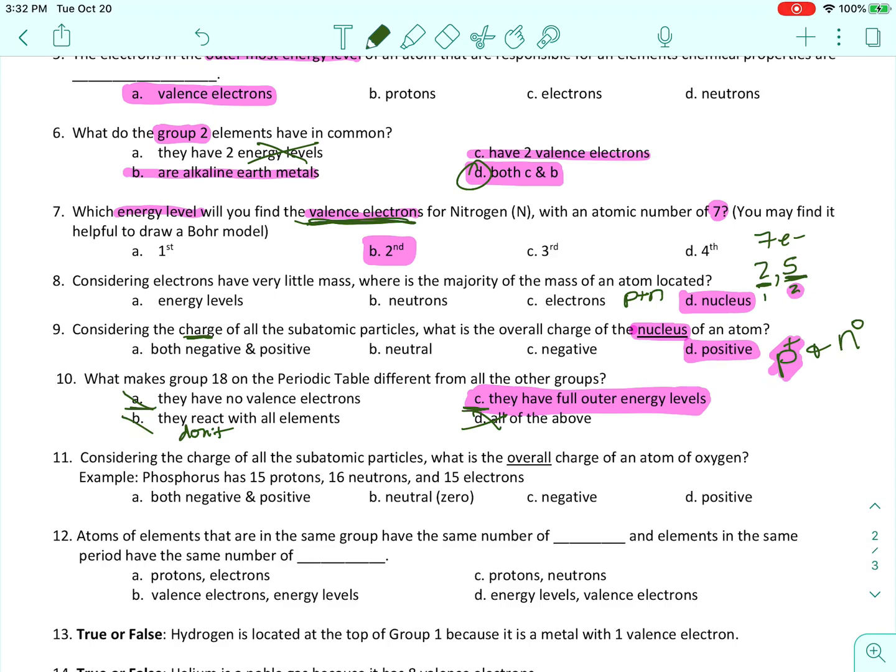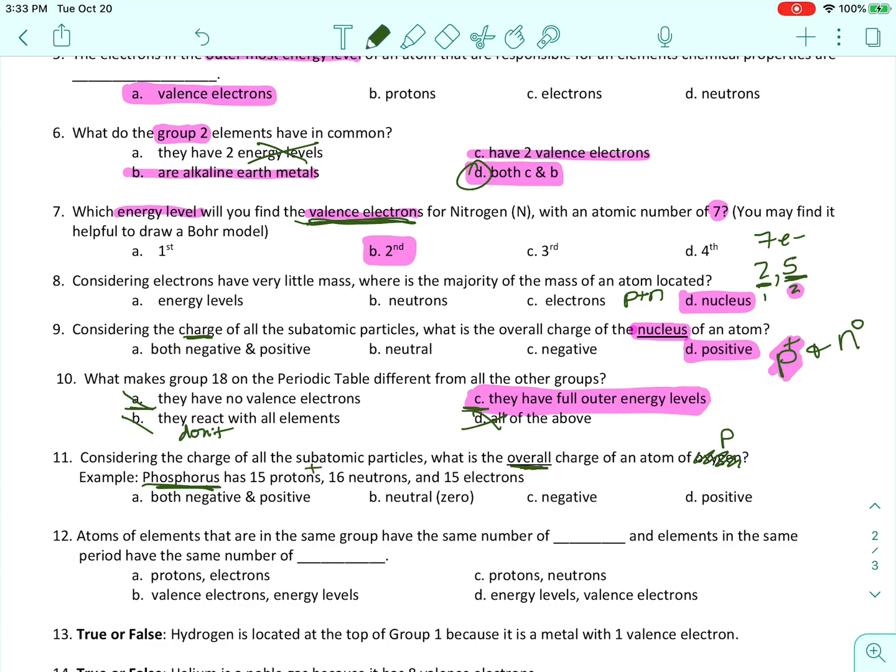Considering the charge of all the subatomic particles, what is the overall charge of an atom of oxygen? And then I gave you the example of phosphorus. So let's just pretend I said phosphorus here. So phosphorus has 15 protons, 16 neutrons, and 15 electrons. And we're looking at overall, not just the nucleus like we did before. So we are going to consider all three particles.